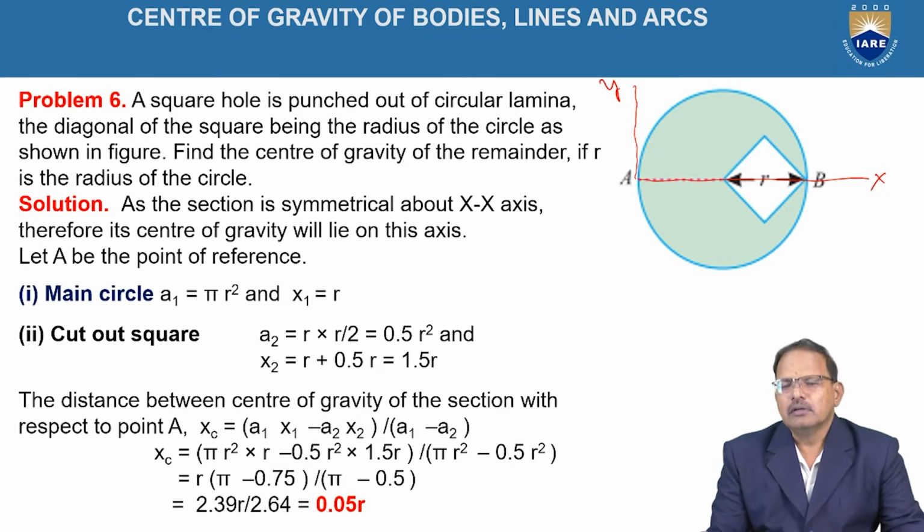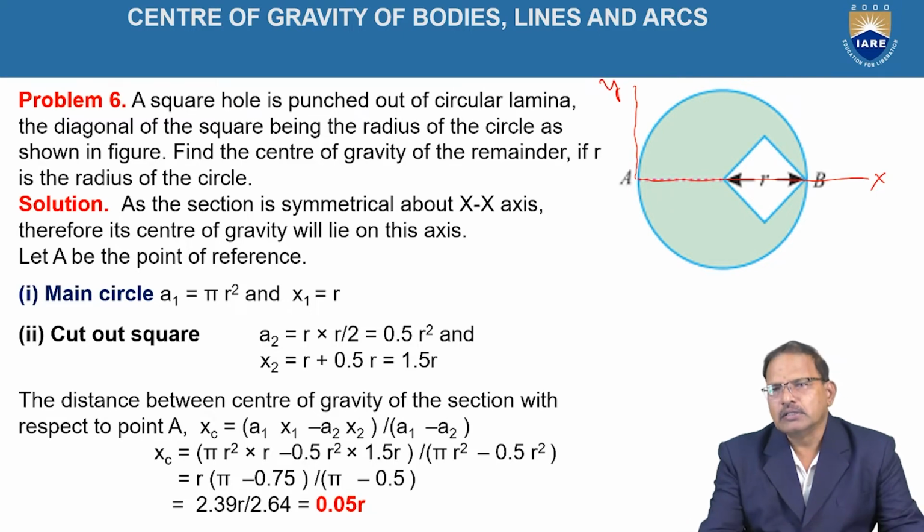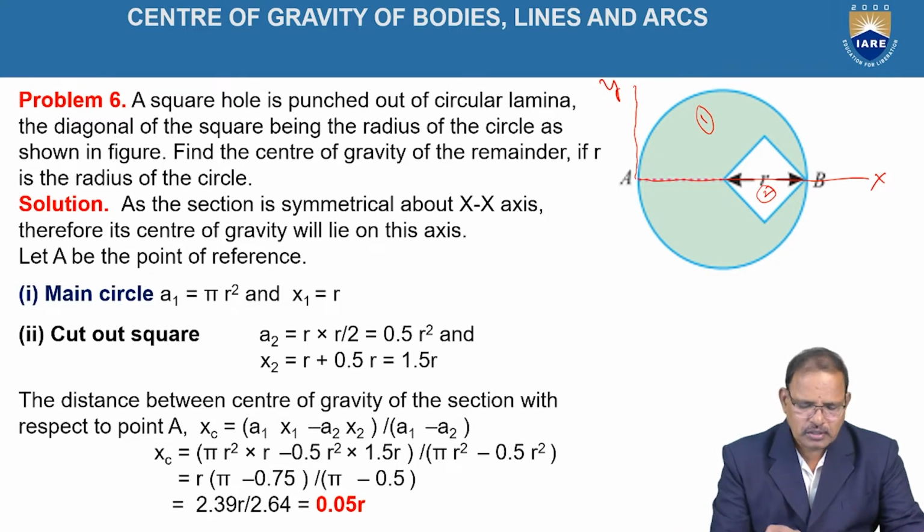Now, divide this segment into two parts. One is representing the circle and another one is representing the removed part, which is in the form of a square. So, the area of the main circle is given by pi r square, where we assume this r is representing the radius of the circle. And the position of the centroid is at the center of the circle for the 1 now.